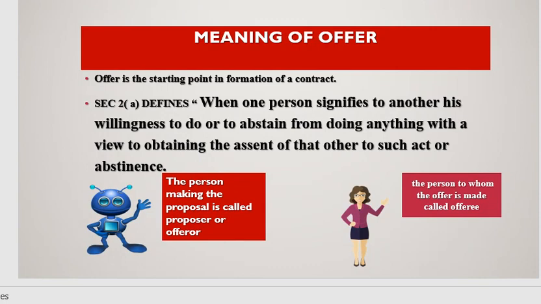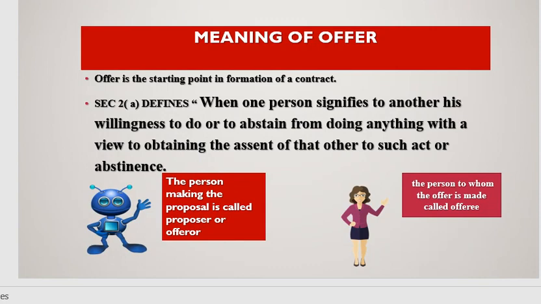Section 2(a) defines: when one person signifies to another his willingness to do. Here, when one person makes an offer to another person, it means he expresses his willingness to do something. Like A told B, I want to sell my bike for rupees 50,000 to you. So here he is showing his willingness to do this act. He wanted to sell his bike, or to abstain from doing anything, with a view to obtaining the assent of that other to such act or abstinence.